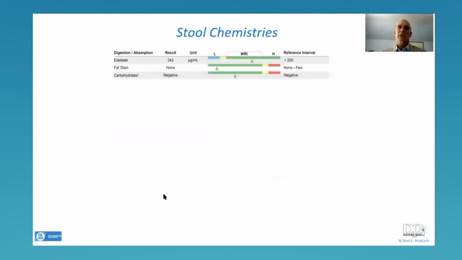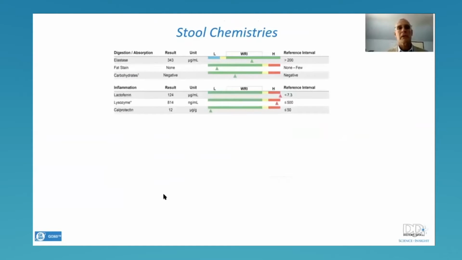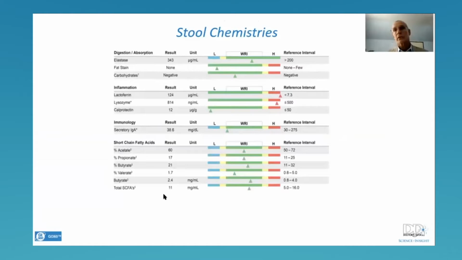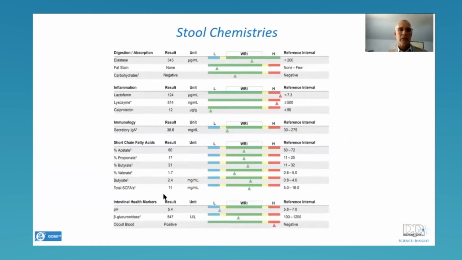And then finally, we're looking at very important stool chemistries: the digestion and absorption markers, very importantly, inflammation, the immune function of the secretory IgA, that first line of defense, and of course, the short chain fatty acids indicative of the metabolism by the overall microbiota. And then, of course, pH, beta-glucuronidase, and then occult blood.